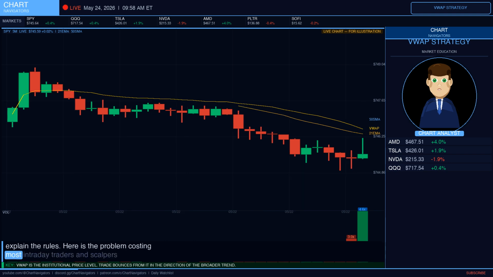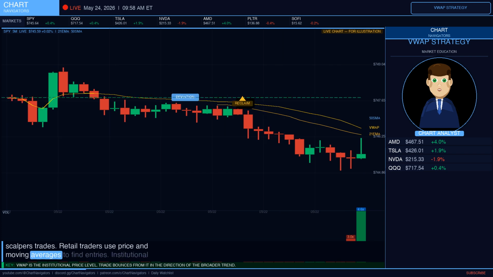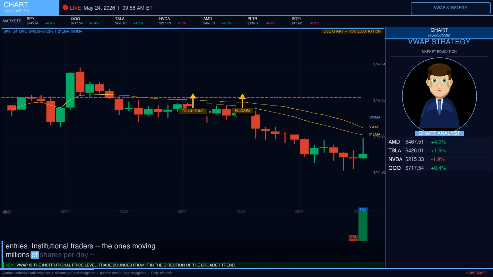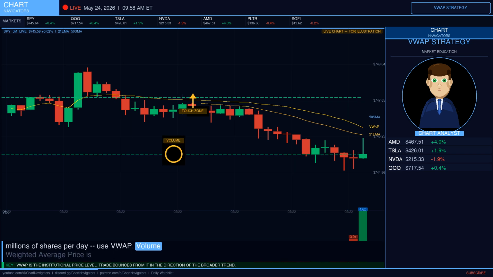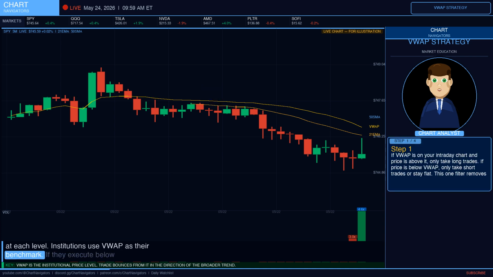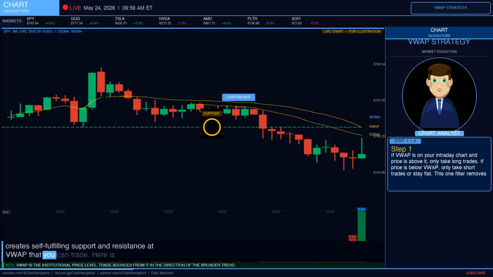Here is the problem costing most intraday traders and scalpers trades. Retail traders use price and moving averages to find entries. Institutional traders, the ones moving millions of shares per day, use VWAP. Volume-weighted average price is the average price weighted by volume at each level. Institutions use VWAP as their benchmark. If they execute below VWAP, they beat their benchmark. This means every institutional order manager in the world watches VWAP every minute. That creates self-fulfilling support and resistance at VWAP that you can trade.